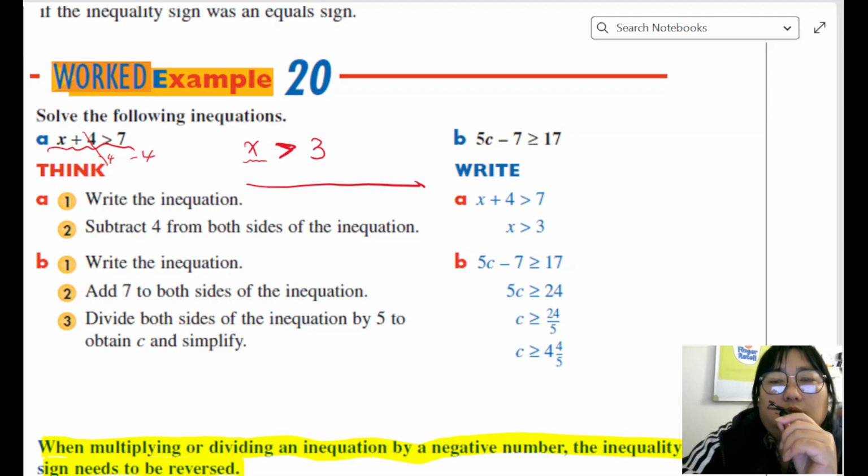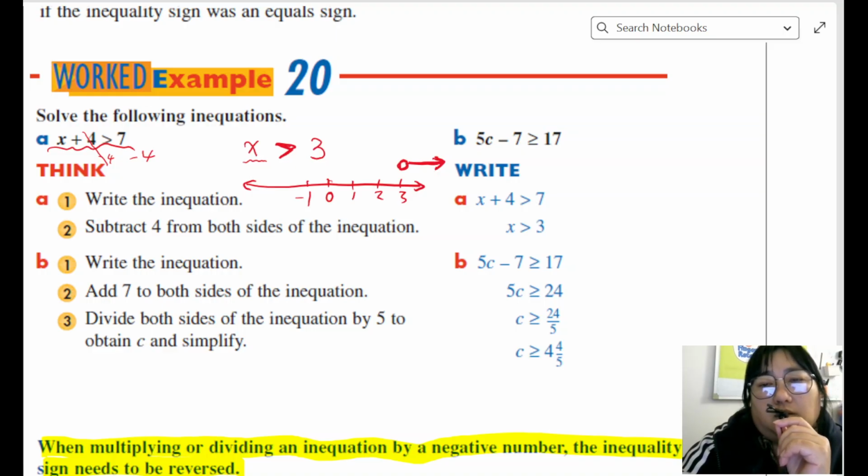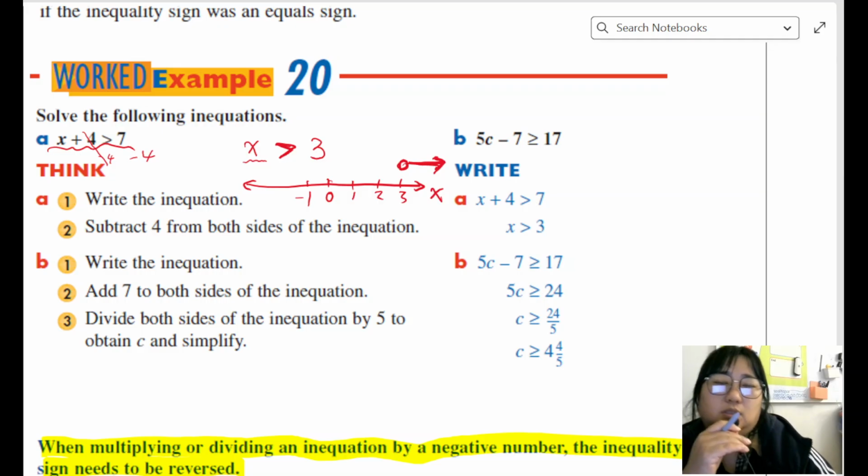a number line. So first draw the number line with 0, 1, 2, 3, -1. x greater than 3. So that means it has to be a hollow circle at 3, and greater than means all the numbers greater than 3 will be on the right hand side of the 3. So we have to draw this ray going to the right hand side. Then label your x here. So that is your x greater than 3.